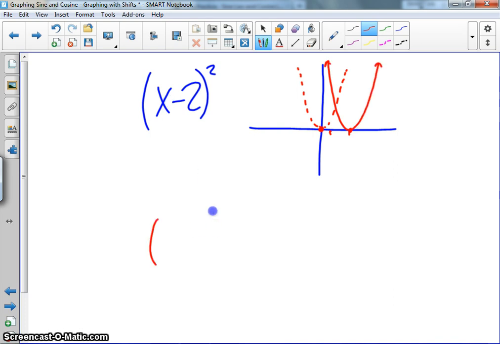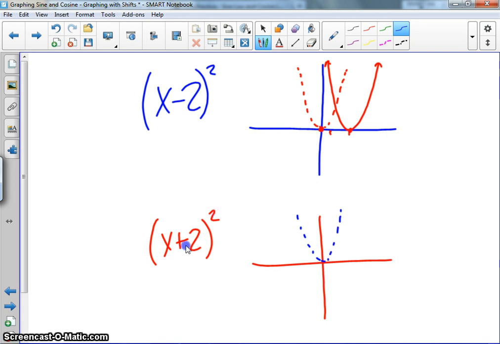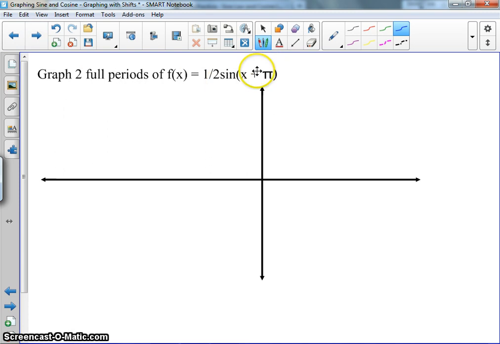Okay, same thing if you had (x plus 2) squared. This would take the graph of the parabola, and instead of shifting it to the right 2 like you would think, it would actually shift it to the left 2. And so your parabola would be right here. And so same thing applies whenever you've got any function, sine, cosine, doesn't matter. Let's go to the next slide. If this is positive, this is actually going to shift it to the left pi units. Okay, and so let's go ahead and look at graphing this.